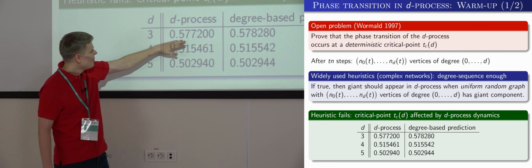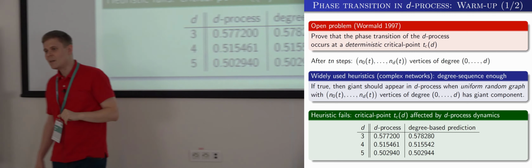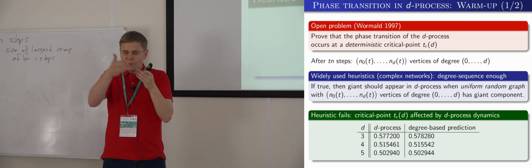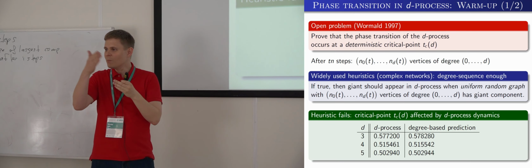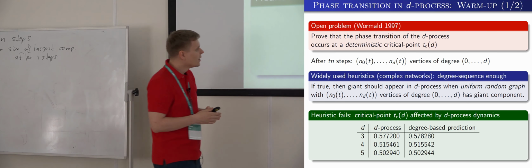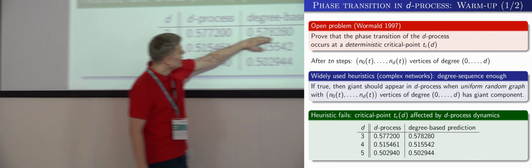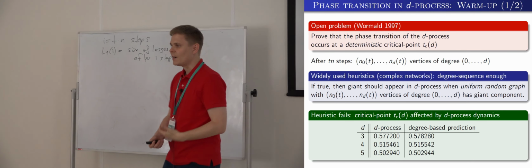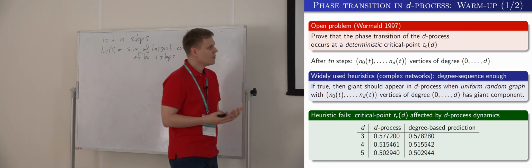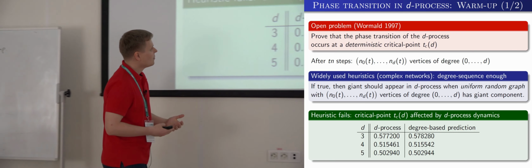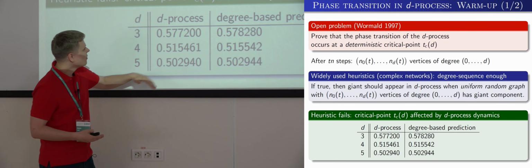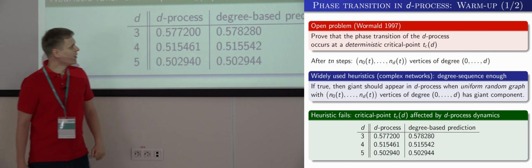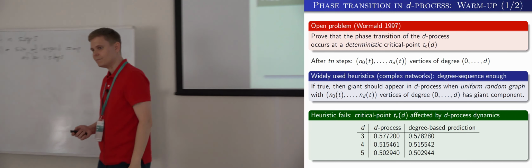For D equals 3, maybe it happens after 0.577 steps. If you use this Molloy-Reed approach of observing in each step the degree sequence of your model and asking whether Molloy-Reed tells me there's a giant component or not, then you would see that this would only kick in later, at 0.578 steps. So in other words, it's an example where we need to be very careful when we apply these heuristics, and moreover, it's an example where the dynamics of the process really affects a key quantity. In this case, it really alters the location of the phase transition.